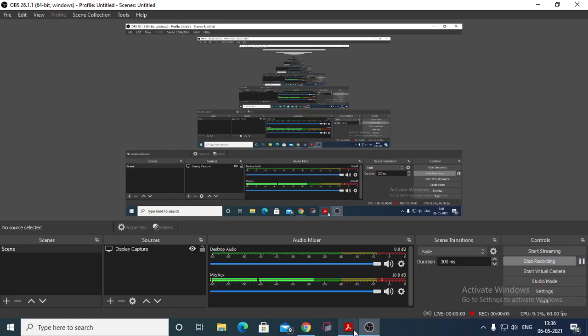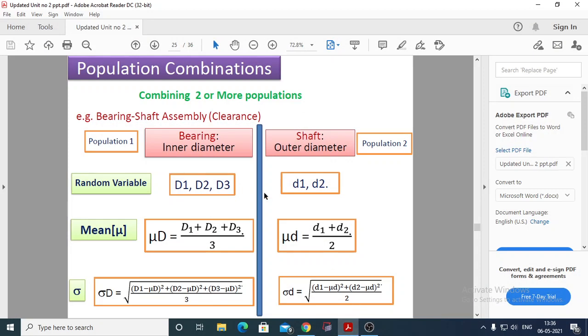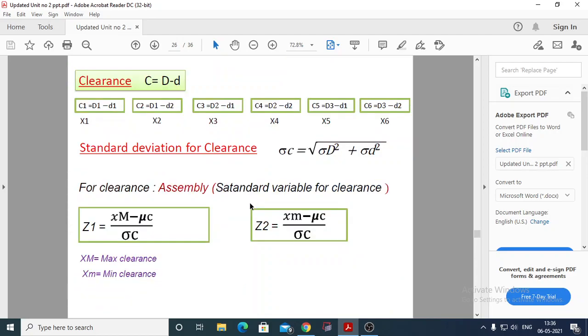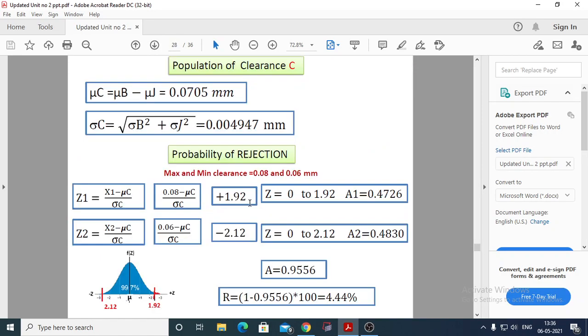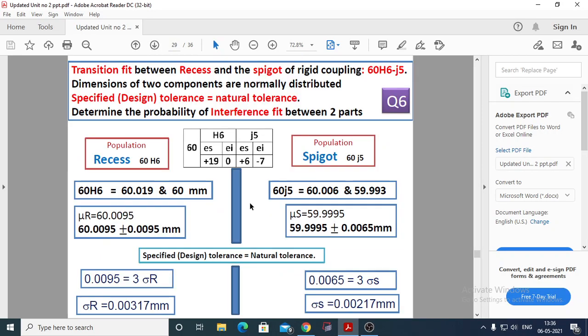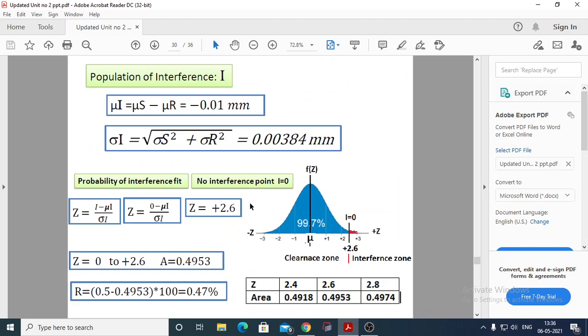In yesterday's lecture, we saw some numericals on population combination, as well as the theory of population combination. Today we'll see some more numericals on population combination.